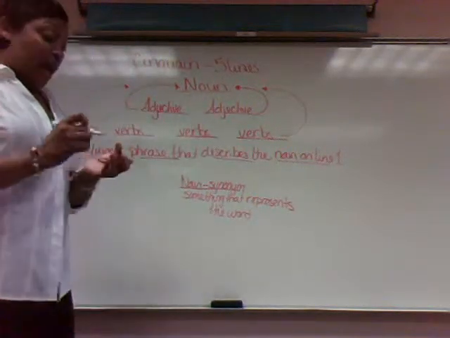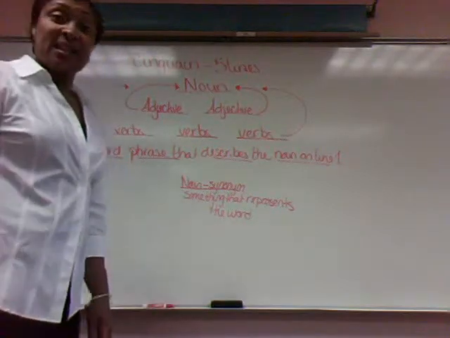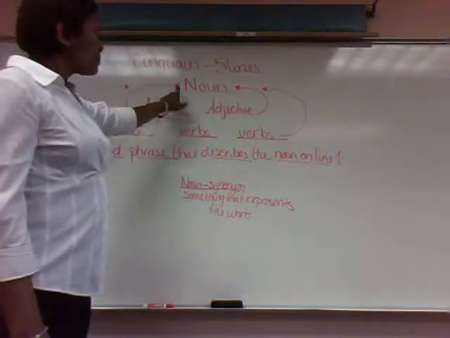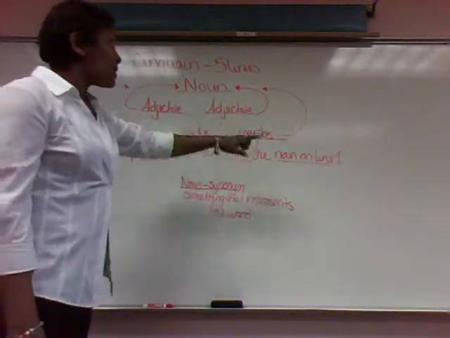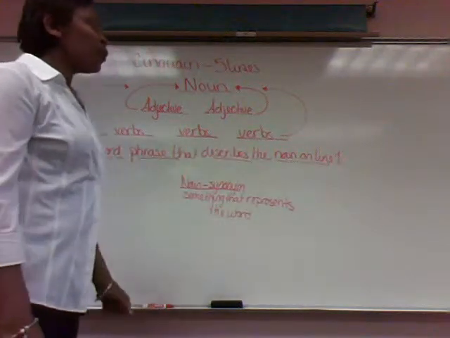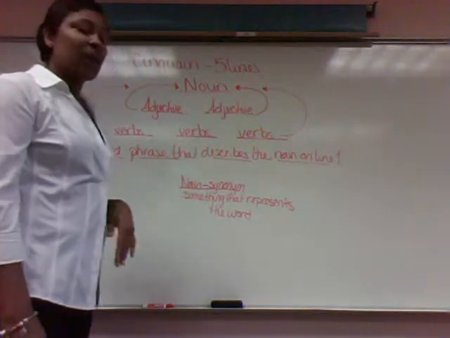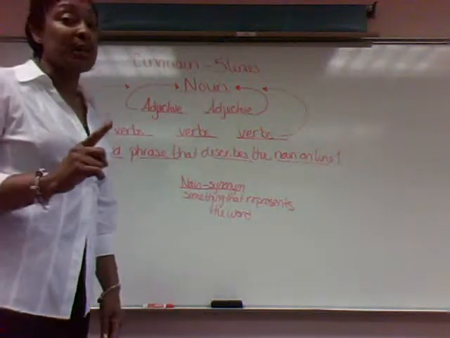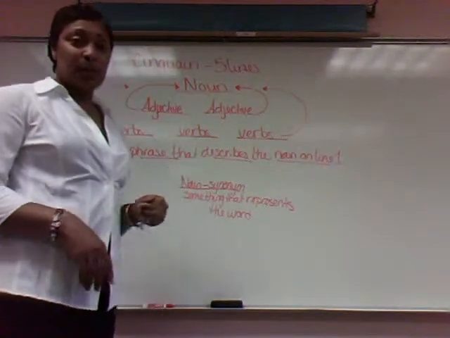And again, that is our 5-line cinquain, ladies and gentlemen. You have a noun, 2 adjectives to describe that noun, 3 verbs that tell what that noun does. Then we have a 4-word phrase that describes the noun. And then we get to line 5, which is one more noun that is either the synonym of that word or something that represents it.